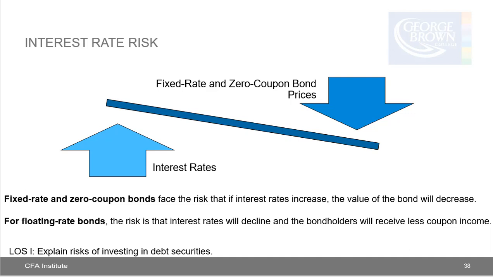And we saw in the previous examples, prices of zero coupon and fixed rate bonds can decline significantly in an environment of rising interest rates. However, because coupon rates on floating rate bonds are reset to current market interest rates at each payment date, floating rate bonds exhibit less interest rate risk with respect to rising interest rates. But a floating rate bond may exhibit interest rate risk in an environment of declining interest rates because bondholders receive less coupon income when the bond's coupon rate is reset to a lower rate.